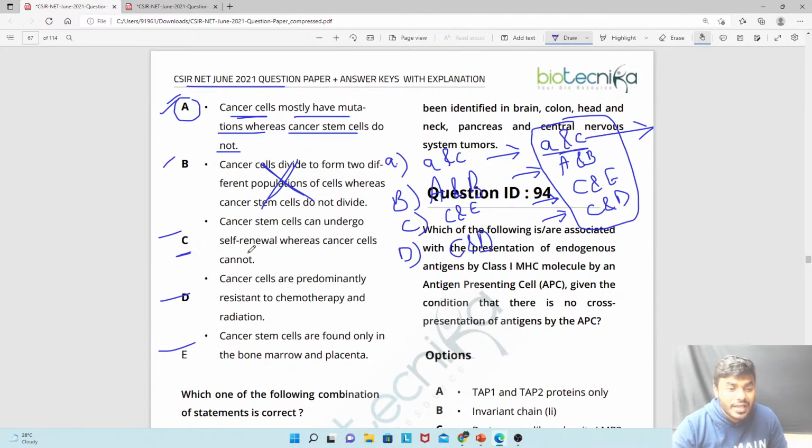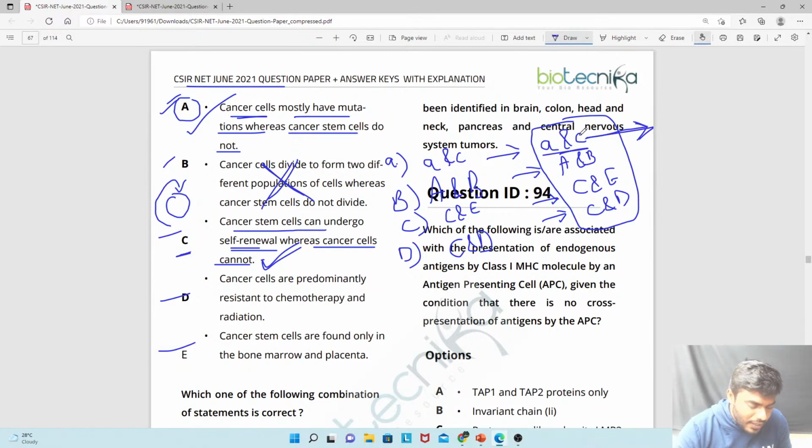Now option C. Cancer stem cells can undergo self-renewal, whereas cancer cells cannot. We have just seen this in the diagram also, right? This is the self-renewal. Cancer stem cells can undergo self-renewal, but cancer cells cannot. Option C is an absolutely right statement. Statement A is right, statement C is right. Hence you can come to a direct conclusion: A is the correct answer.